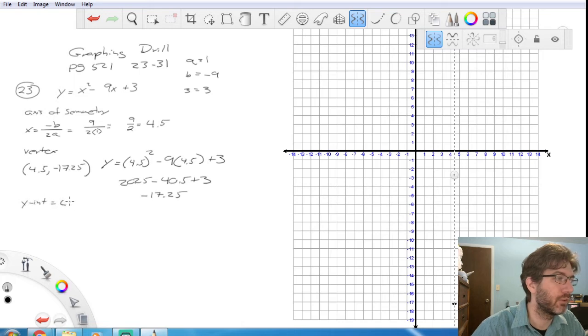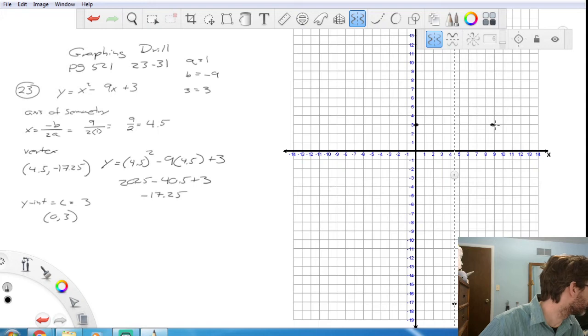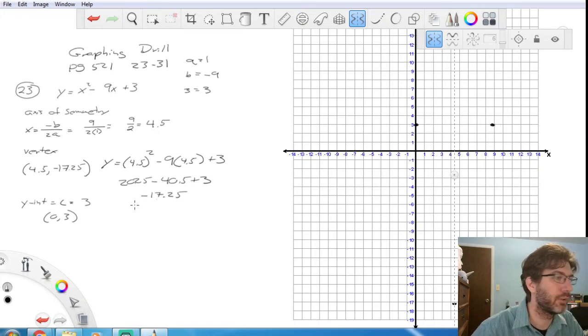Next we want to find our y-intercept, which is equal to c. So that is 3, so that's the point (0, 3), which is up here. And again, you're going to have the reflection over here as well. And then you're going to find another point. Just plug something in and see what you get.